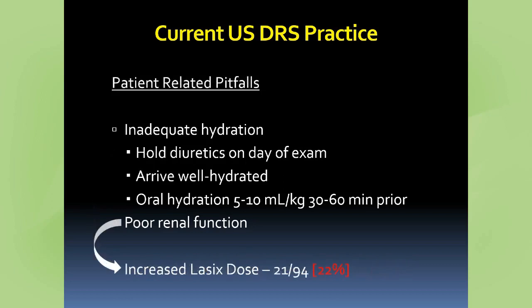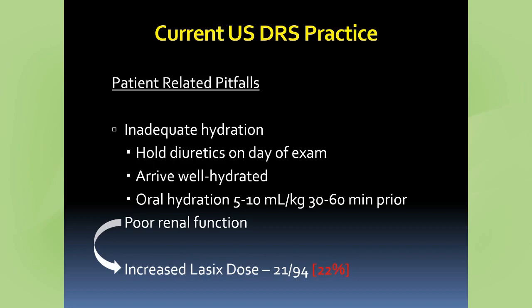Poor renal function: if you don't have good kidney function, you can't respond well to the Lasix and can't increase your urine production. Because of that, there are recommendations that you increase the Lasix dose in those patients, and those are usually your patients who are on chronic Lasix. And reviewing the protocols of the 96, only 21 out of the 96, so about 23% of us, are addressing that factor.